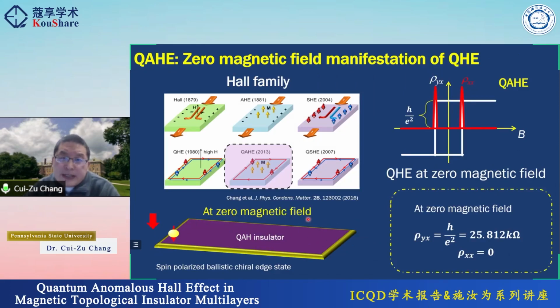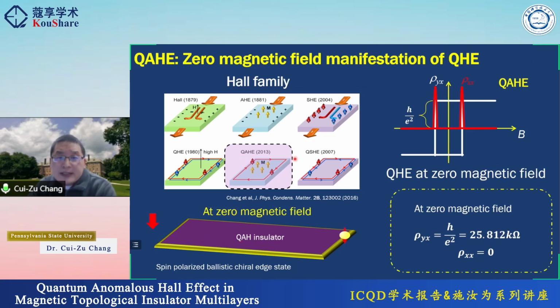So the quantum anomalous Hall effect is actually just the zero magnetic field manifestation of the quantum Hall effect. This is the so-called Hall family. There are three basic members, and we are familiar with them: the Hall effect, the anomalous Hall effect, and the spin Hall effect. And their quantized versions we call the quantum Hall effect, the quantum anomalous Hall effect, and the quantum spin Hall effect.